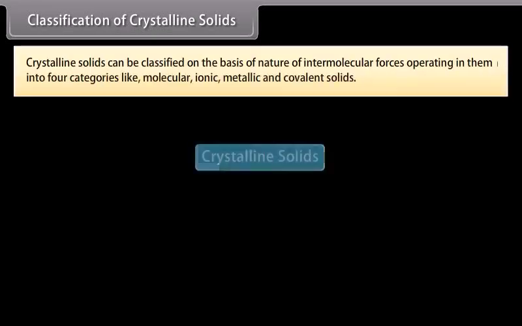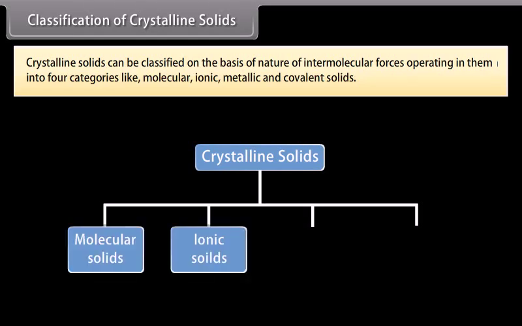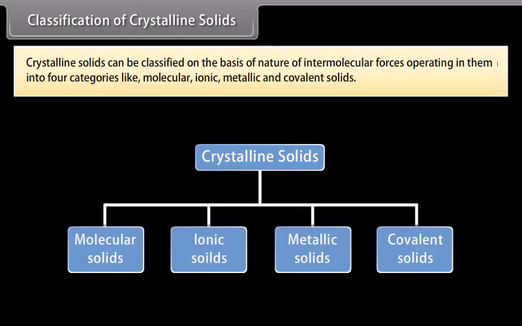Difference between crystalline and amorphous solids. Classification of crystalline solids. Crystalline solids can be classified on the basis of nature of intermolecular forces operating in them into four categories: molecular, ionic, metallic, and covalent solids.